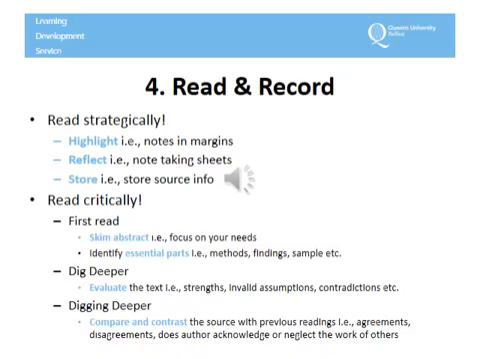Evaluate the text. What are the strengths? Are there any invalid assumptions or contradictions that you can identify? Have another read and dig even deeper. Compare and contrast this source with the previous readings. Are there any agreements or disagreements? Does the author acknowledge or neglect the work of others? This will all be important when organising the writing of your literature review.